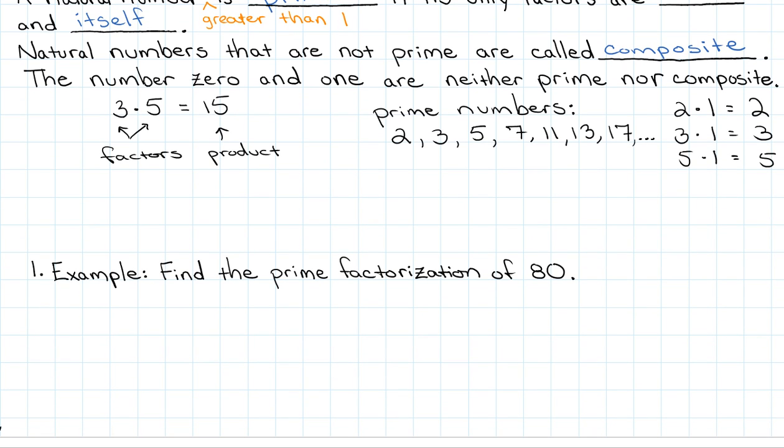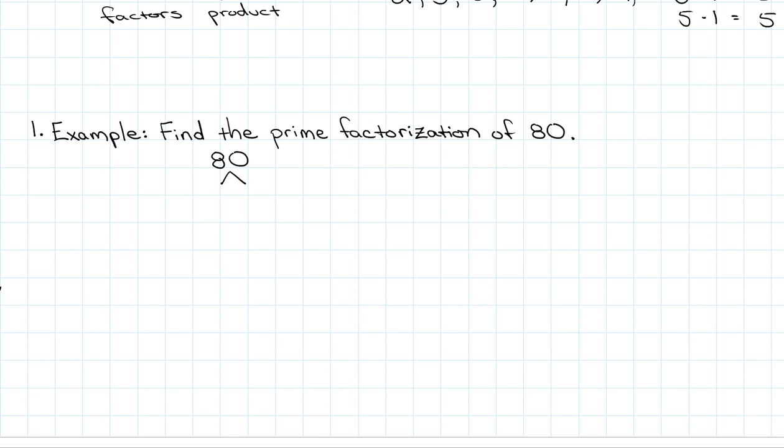Alright, let's go on to this example right here. Example 1, find the prime factorization of 80. I'm going to do a factor tree for this. So to do a factor tree, we're going to come up with two numbers, any two numbers that multiply to give 80. We don't want the number 1 in there. So I'm going to use 8 times 10.